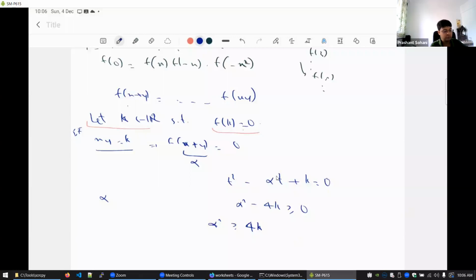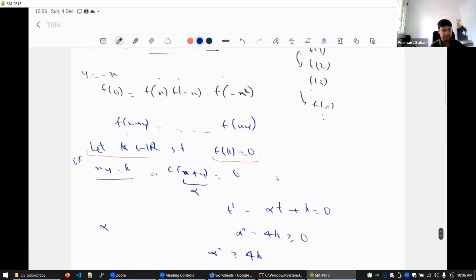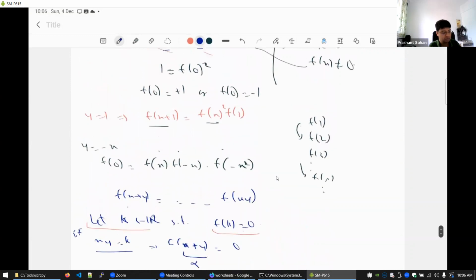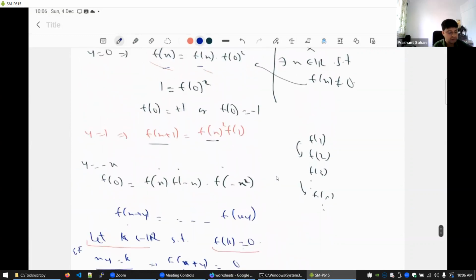So if we happen to find a negative number where f of k is 0, then we are done. Of course, all of that is based on the assumption that we find such a value. But for example, we were looking at f of 1 and f of minus 1 earlier. So I don't know, can you think what f of minus 1 could have any role to play in this approach?